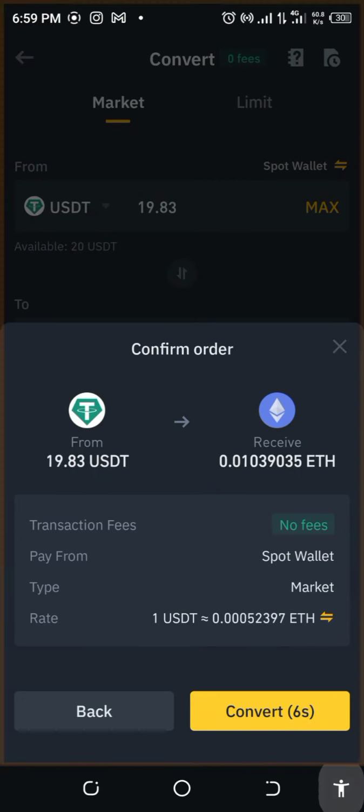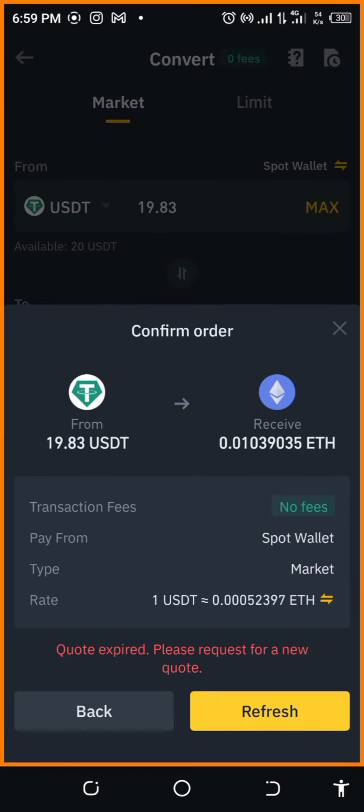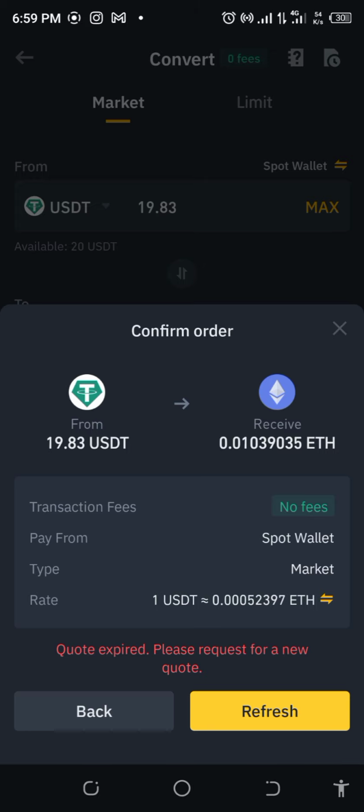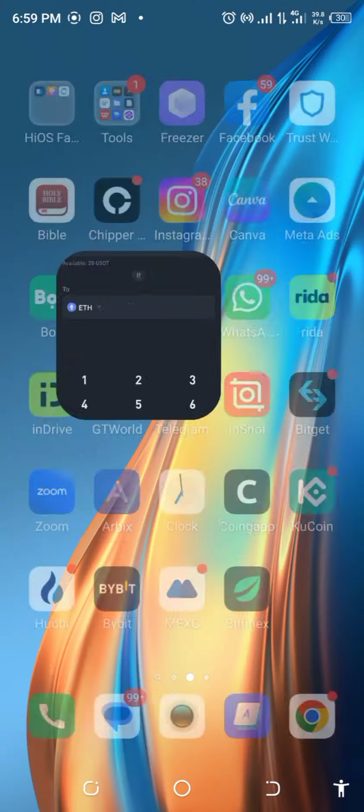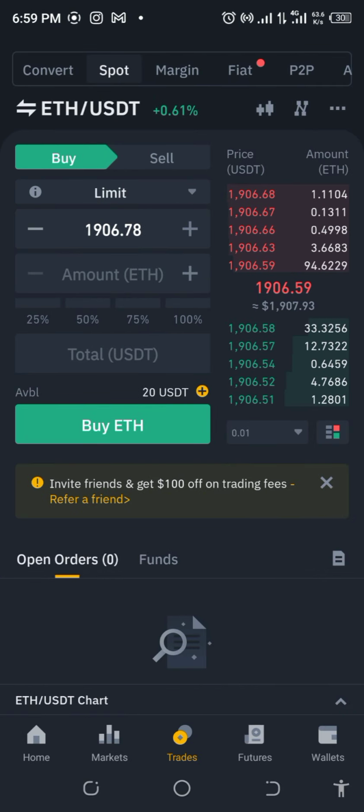Can you see what I'm saying here? It's giving us 0.01039. I'm telling you that this convert is cheating. It is serious cheating. So don't go there. All right? Because even though it's telling you that it's free, it's telling you there are no fees, nah, I don't believe that.